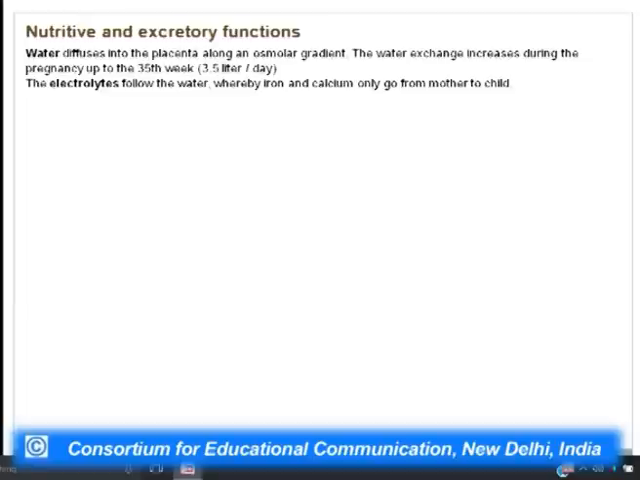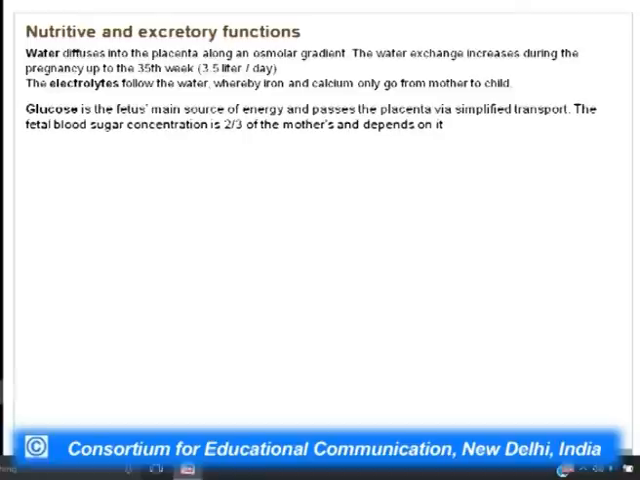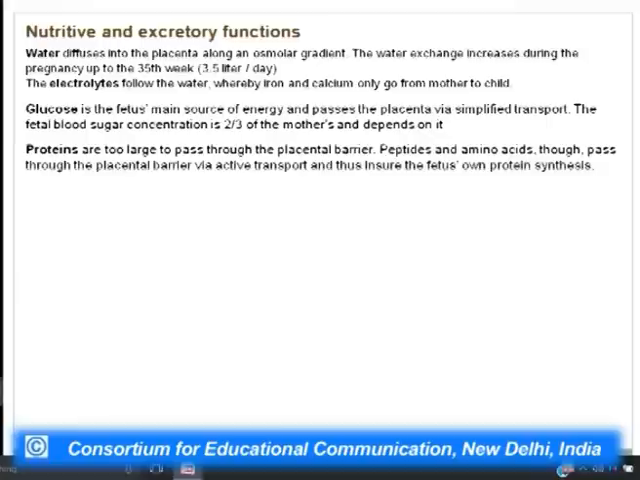The water diffuses into the placenta along an osmolar gradient through the aquaporins. The water exchange increases during the pregnancy up to 35th week, which is like 3.5 liter per day is transported. The electrolytes follow the water, whereby iron and calcium only go from the mother to the child. So electrolytes, they go from the water, and the iron and calcium are also going from the mother to the child. The glucose is the fetus' main source of energy and passes the placenta via simplified transport. The fetal blood sugar concentration is 2/3 of the mother's and depends upon it. So glucose is also transported through the placenta.